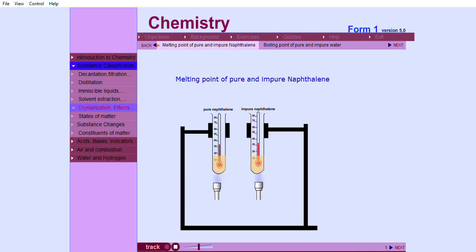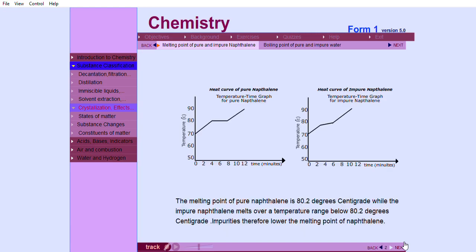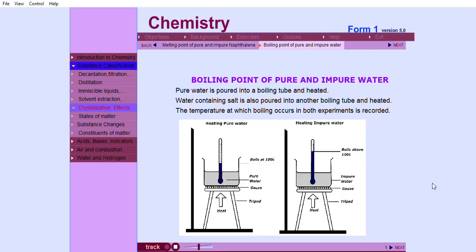A heating curve can be used to determine if a substance is pure or impure. When pure water is boiled, it boils at 100 degrees Celsius. However, when salt is added, the water boils above 100 degrees Celsius. This shows that impurities raise the boiling point.